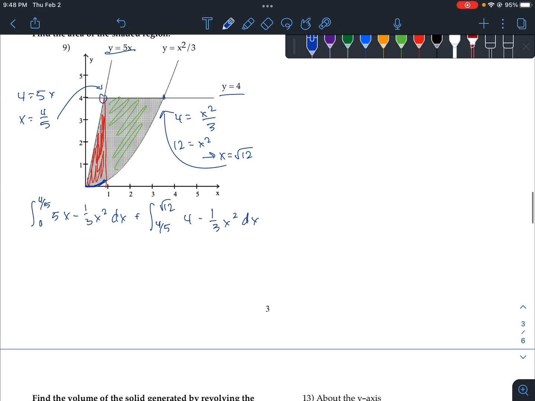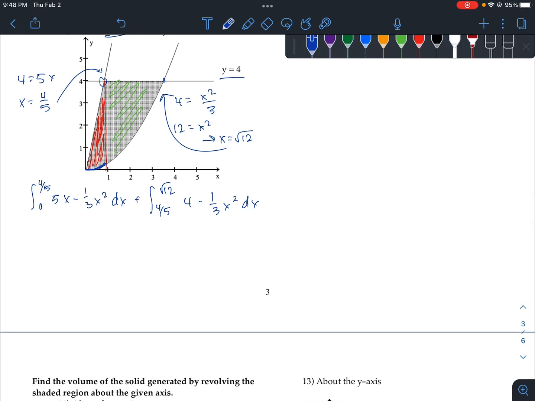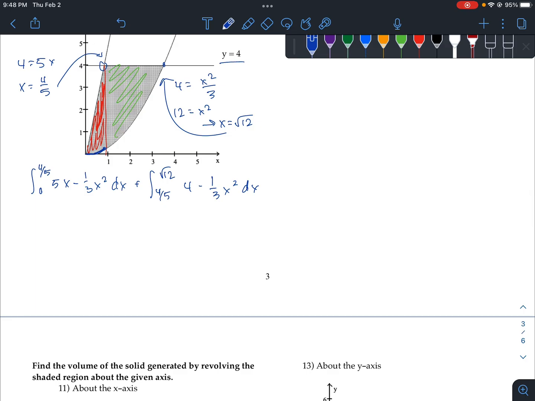So again, for something like this, it doesn't look like it's going to be very pretty, but I think we can at least find the antiderivative, and then we'll use our calculator. So the antiderivative of 5x would be 5/2 x squared. The antiderivative here would be 1/9 x to the third, and that's from 0 to 4/5, plus 4x minus 1/9 x to the third, and that's going to be from 4/5 to the square root of 12.